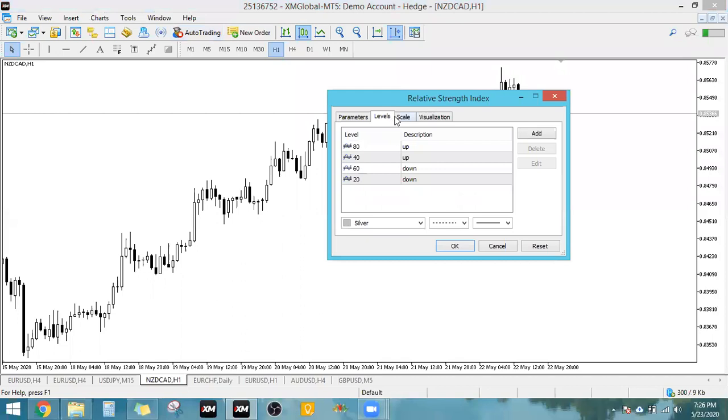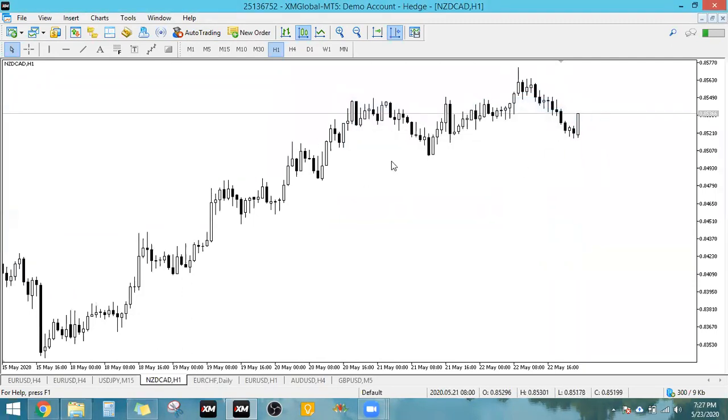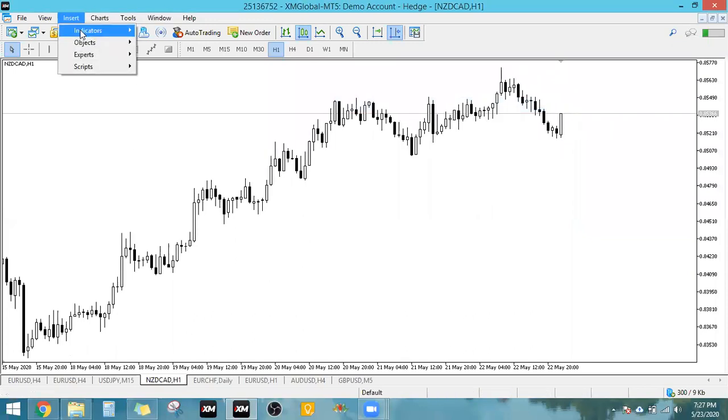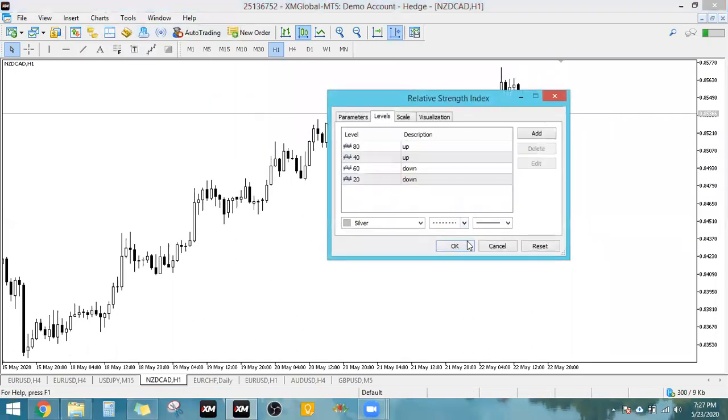Now, for your levels, by default the levels are 70 and 30. Okay? For now I'll discuss 70-30 first because those are its default settings. After that, we're going to try to modify it to these: you have 80, 40, 60, and 20. I'll explain later why I use those. Alright. Sorry, I didn't apply it. Okay, so this is our RSI.